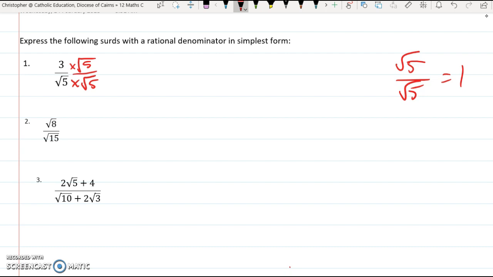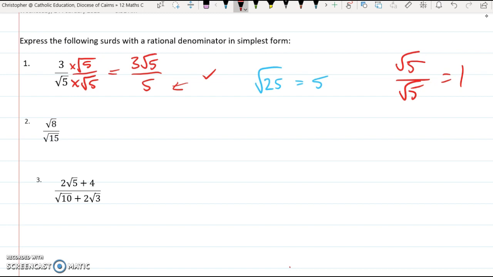The square root of 5 multiplied by the square root of 5 is, well, do it the long way first. That's the square root of 25. The square root of 25 is 5. So what we get when we do that on the bottom is we have 5. As I said, whatever we do to the bottom, we have to do to the top. So we're going to get 3 root 5 on top. So that's now been written with a rational denominator. And just check that we can't simplify that. We can't, so that's how we leave that one. Let's move on to the next one.